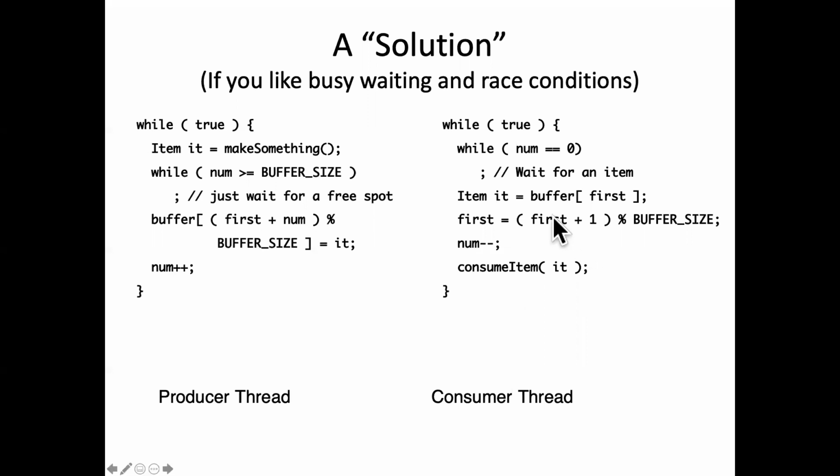So we're increasing num because there's one more item in the buffer. Similarly, when the consumer wants to take one out, if the buffer's empty, we have to wait. And then once there is something in the buffer, we get the next item out. We advance first to the next item, wrapping around. That's what this mod is doing, since we're doing a circular queue. And since we just took an item out, num is one smaller. And then whatever the consumer needs to do with that item, we'll pretend this function does that.